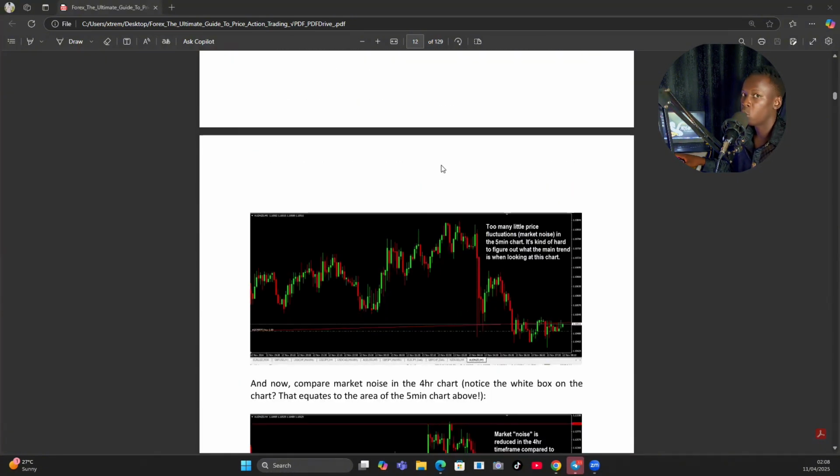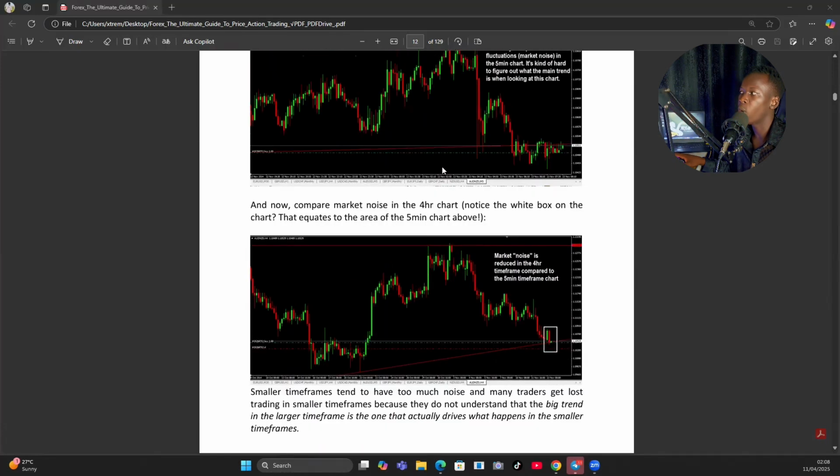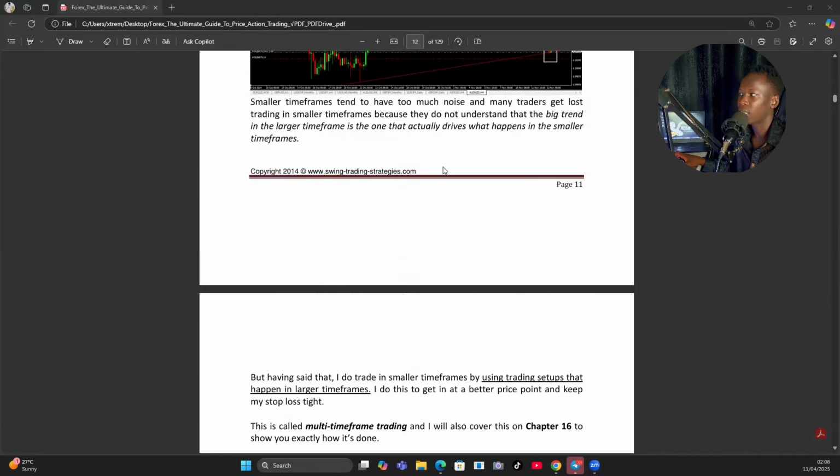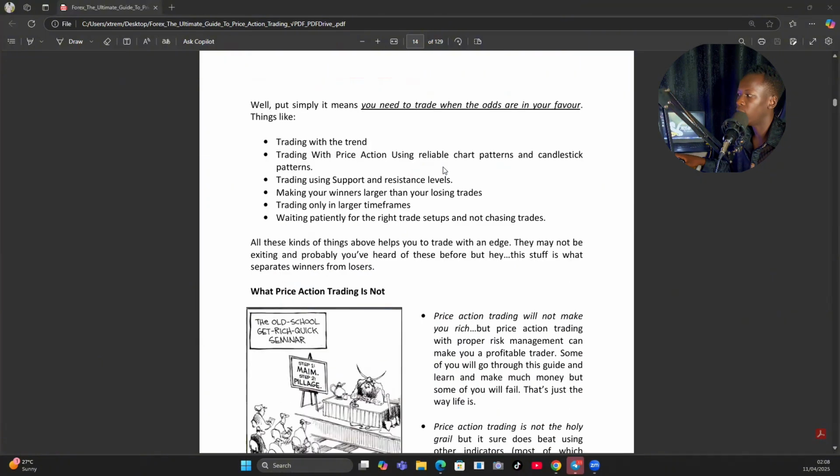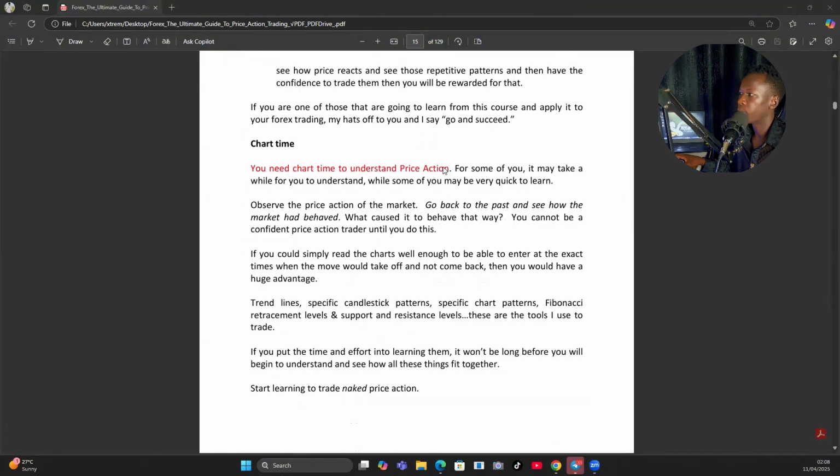There are some reasons why you should learn price action, because the market will always do what it did in the past. It will always do what it did in the past.